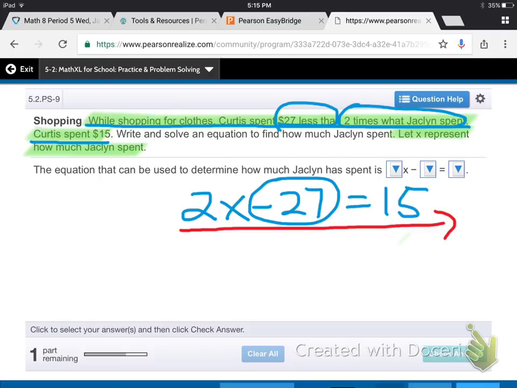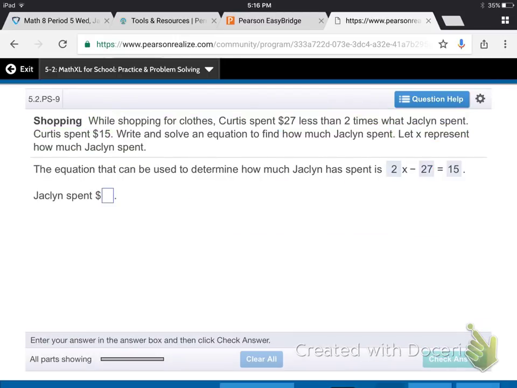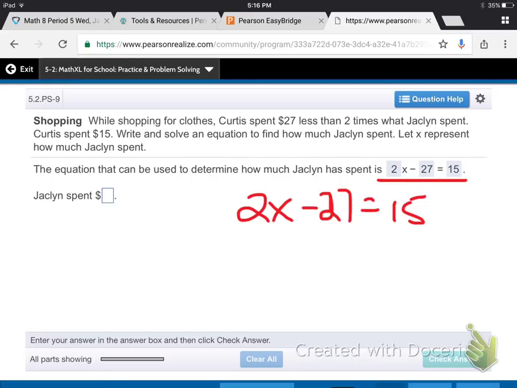So what do we do to both sides? Well, first of all, just fill in your answers for this part. You would just use the drop downs to choose the solutions that look like this equation. Okay, and you can see it's right here. And then taking that equation, 2x minus 27 equals 15. What are we going to do first, boys and girls?